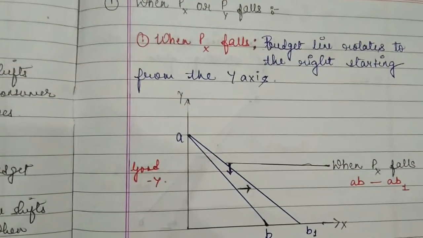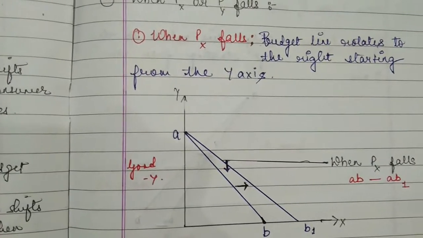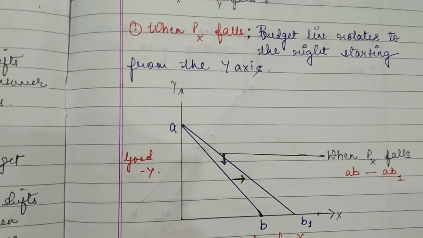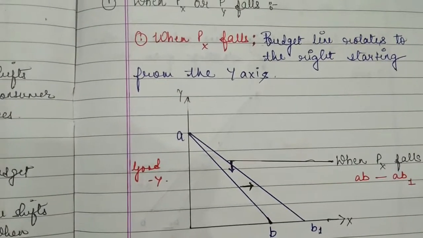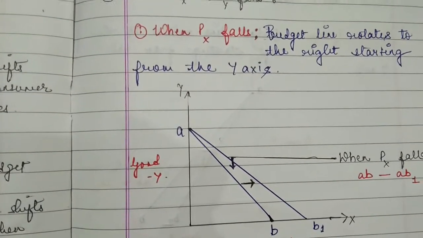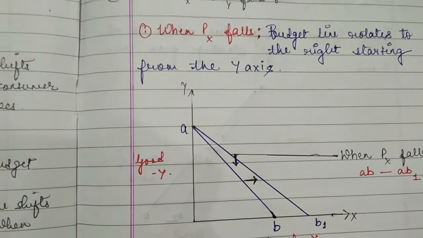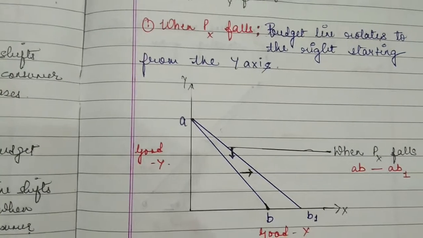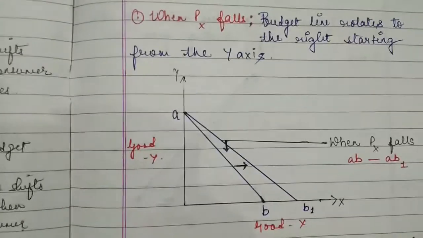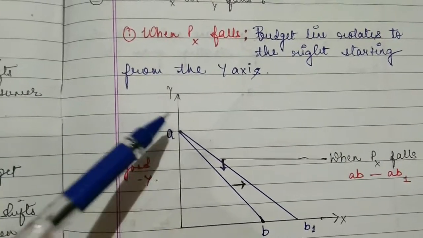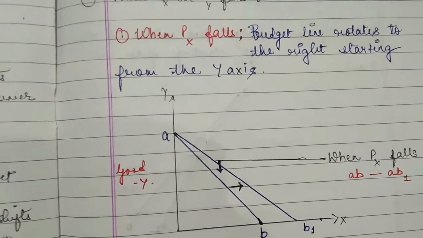When PX falls, the budget line rotates to the right starting from the Y axis. Just see the diagram and try to understand. When PX falls, that means when the price of the good falls, the budget line rotates to the right starting from the Y axis. When the price of good X is falling, you can see it is rotating from AB to AB1. What is the difference between, first of all, rotate and shift?